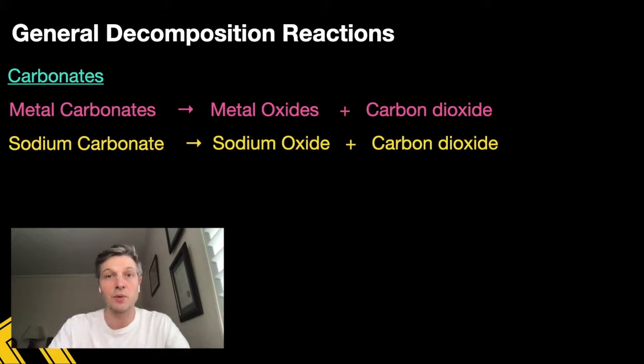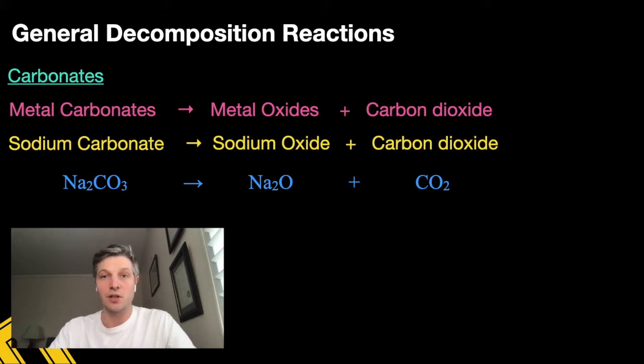And now, like I said, because we know how to write these, we should be able to write this as Na2CO3 gives us Na2O plus CO2. And we should be able to balance this equation. If you look very carefully, you'll notice that it is already balanced for us. There's no actual need to do anything further with it.